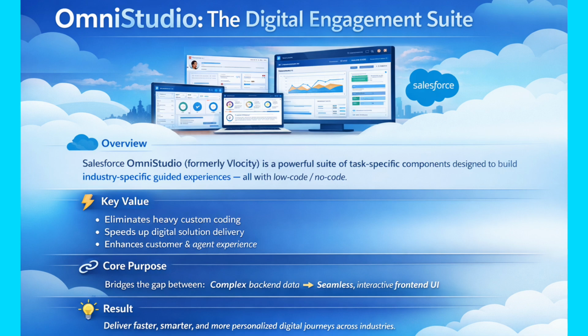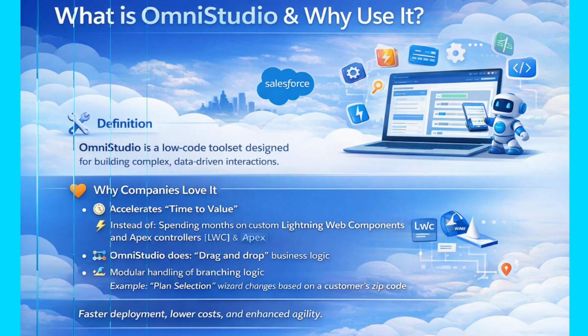OmniStudio, formerly known as Velocity, is a powerful digital engagement suite from Salesforce. It is a low-code tool, which means we can build applications without writing much code. It helps businesses create guided experiences in a fast and simple way. Instead of writing complex Lightning Web components and Apex code, developers can use drag-and-drop features.